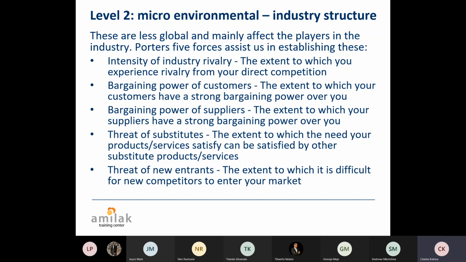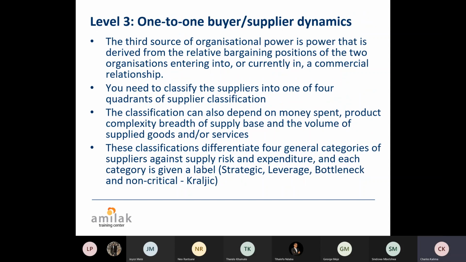When you do these Porter's 5 forces, ladies and gentlemen, it helps you. When you do a negotiation strategy, every negotiation strategy must include Porter's 5 forces. Then lastly, the one-to-one buyer dynamics. You have to understand the power that is derived from the relative bargaining positions of your organization and the organization of the other supplier or of the supplier.